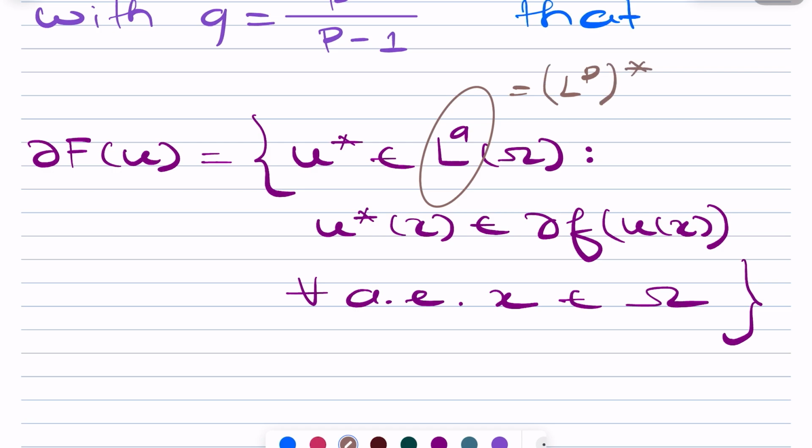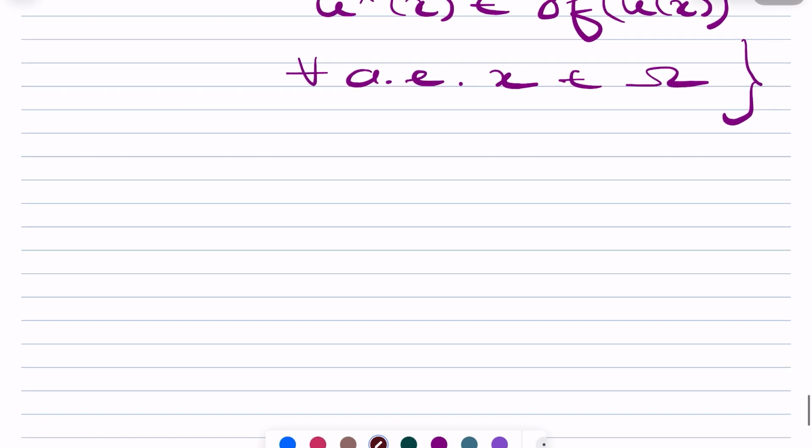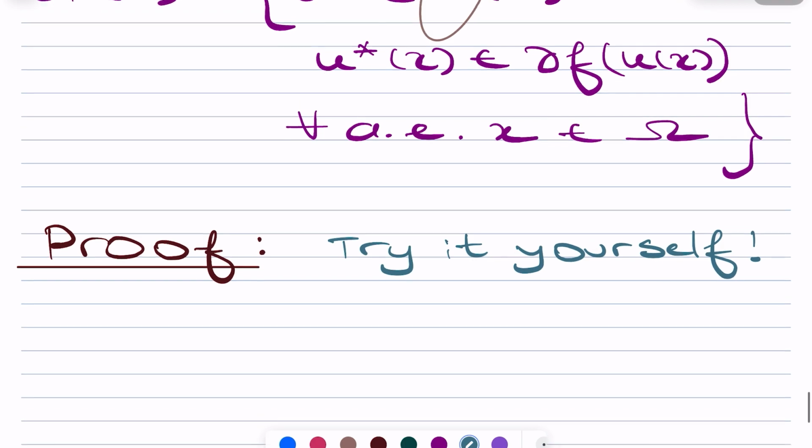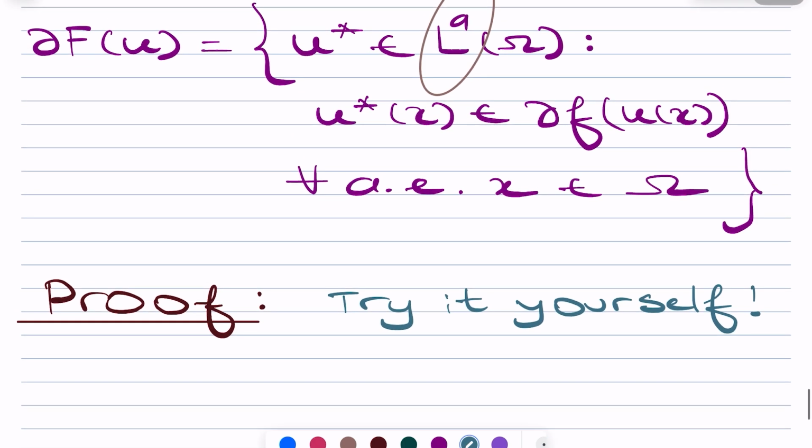Okay. So the proof follows from the definition. I will not prove it, but I strongly invite you to do so. And of course, if you have any problem, feel free to reach out to me. You can drop a comment, and I will be happy to respond to you.